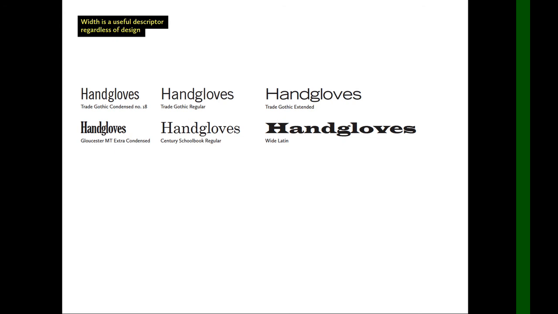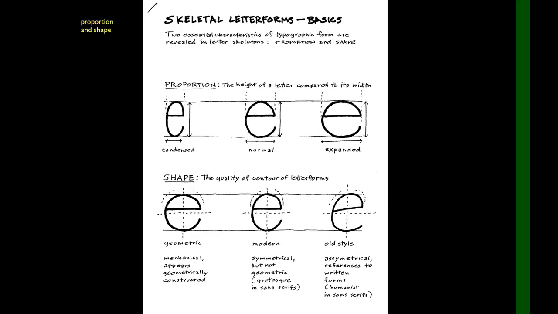You can see that even though the 3 typefaces on the bottom are completely different designs from each other, they are not part of a family with each other, it is still very useful to describe them in terms of width. That Gloucester is very, very narrow. Century Schoolbook has a very normal width. Wide Latin, of course, has a very wide width. So we can talk about this dimension of a typeface regardless of whether it's part of a family or not.